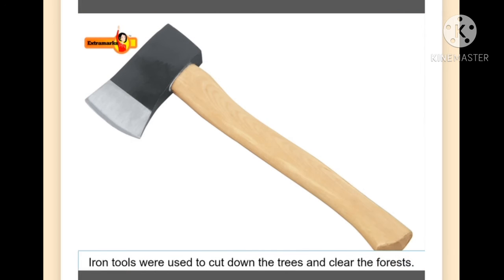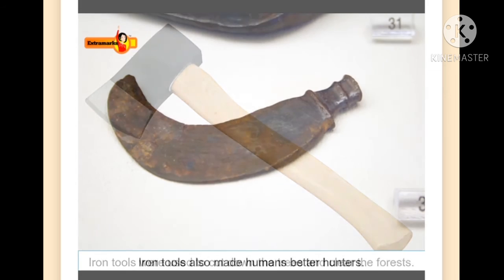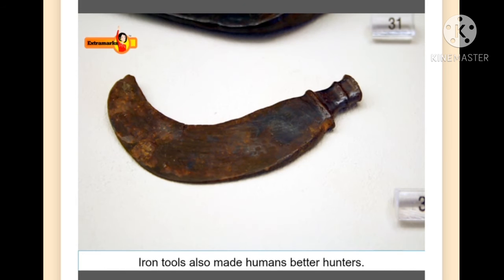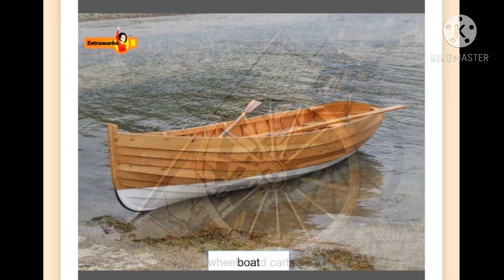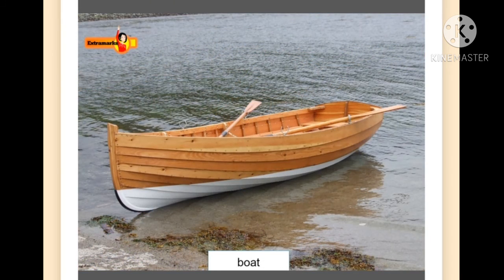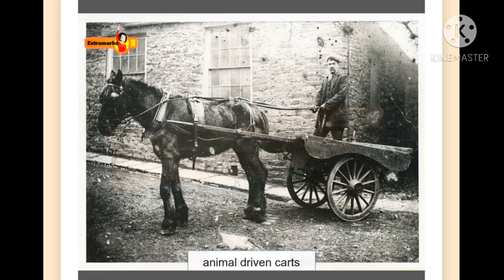Iron tools were used to cut down the trees and clear the forests. This led to the starting of agriculture. Iron tools also made humans better hunters as it became easier to hunt animals by using them. Then came the earliest wheels, carts, and boats. Earlier, humans used to pull the carts, but later, animal-driven carts were brought into use.